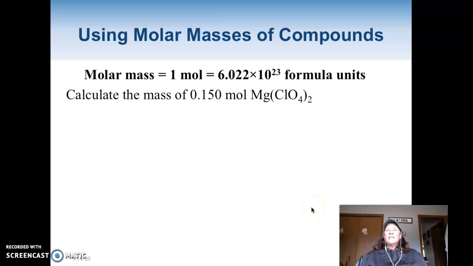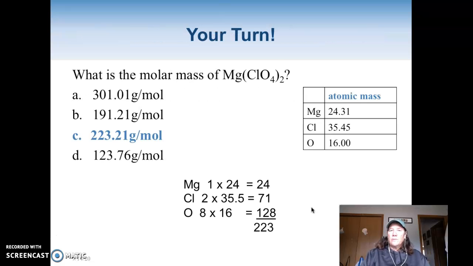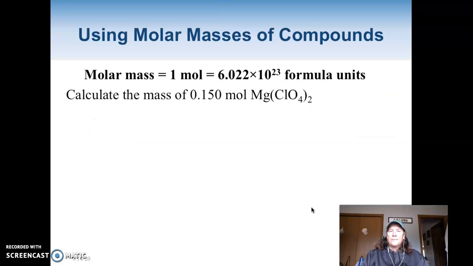So we can use these now, because before we were converting moles to grams of elements. Well, we can do the same thing for compounds. We just have to find their mass first, okay? And if you remember from this slide, the mass of magnesium chlorate is 223. We're going to need that again. All right, we're going to calculate the mass of 1.5 moles of magnesium chlorate.